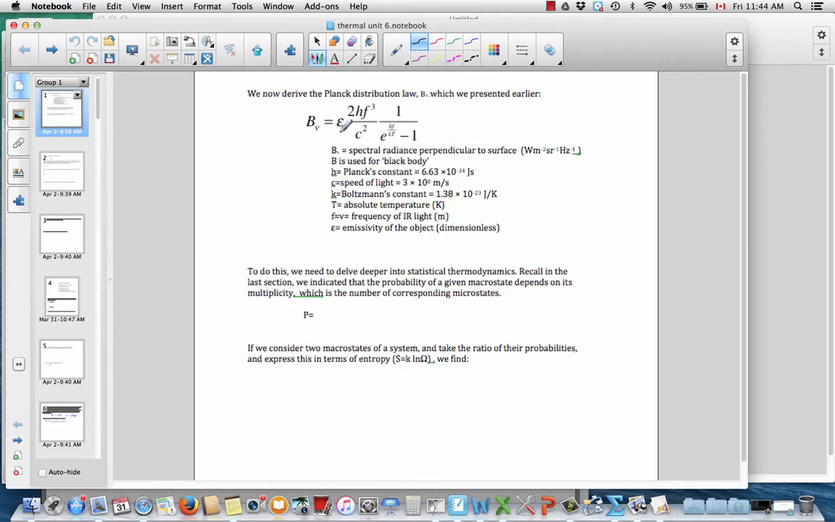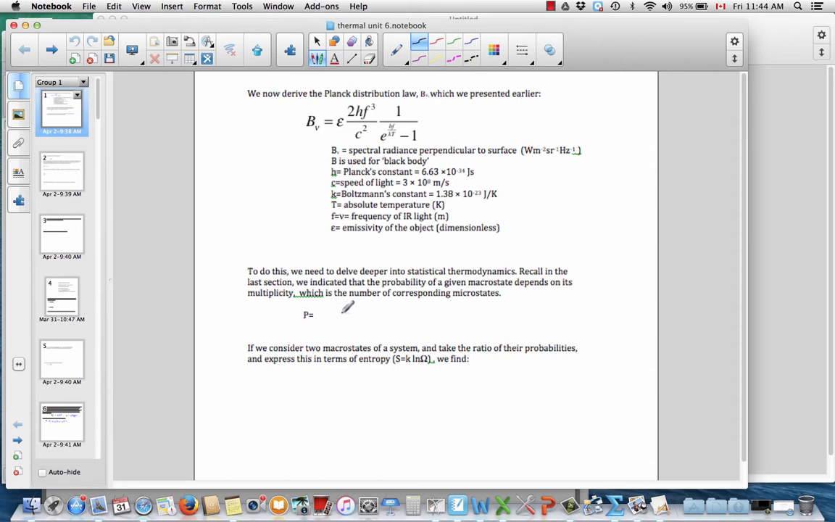Okay, we want to present now a derivation of a function that we used earlier in the course several times. I'm talking about thermometry, infrared thermometry, and also in talking about radiative heat transfer. It's the Planck function.